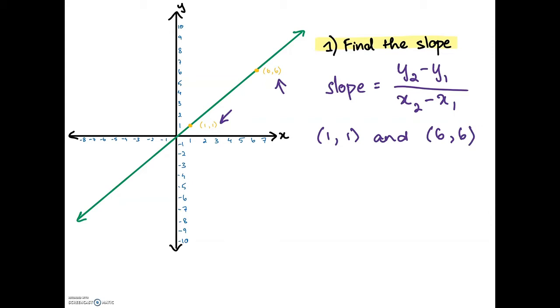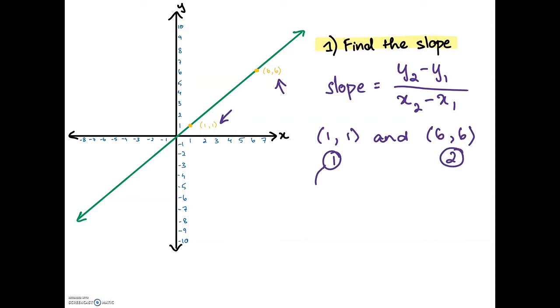If your graph doesn't point out two specific coordinates like mine does, then you're probably going to want to use the grid lines to figure out two points and write them down. You're always going to need two separate points to find the slope. We're going to label this as our first coordinate and this as our second coordinate.